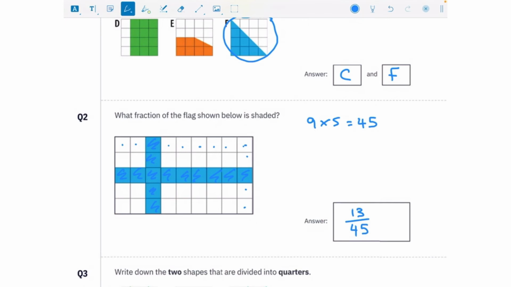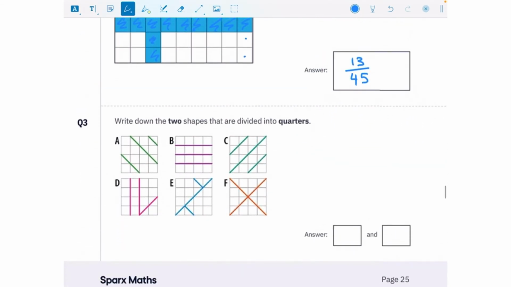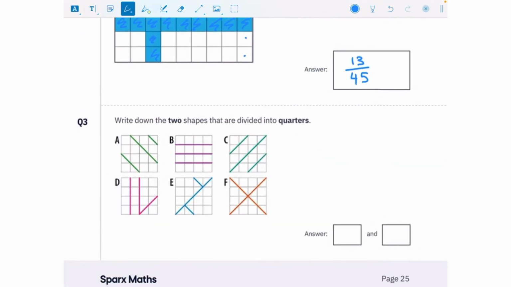Question number 3, write down the two shapes that are divided into quarters. So we're looking for a quarter, we're looking for the exact same amount in each of the 4 sections. So if you look at A, for example, this is not divided into quarters because this bit here is way bigger than the other sections. We want the same amount in each of the sections.